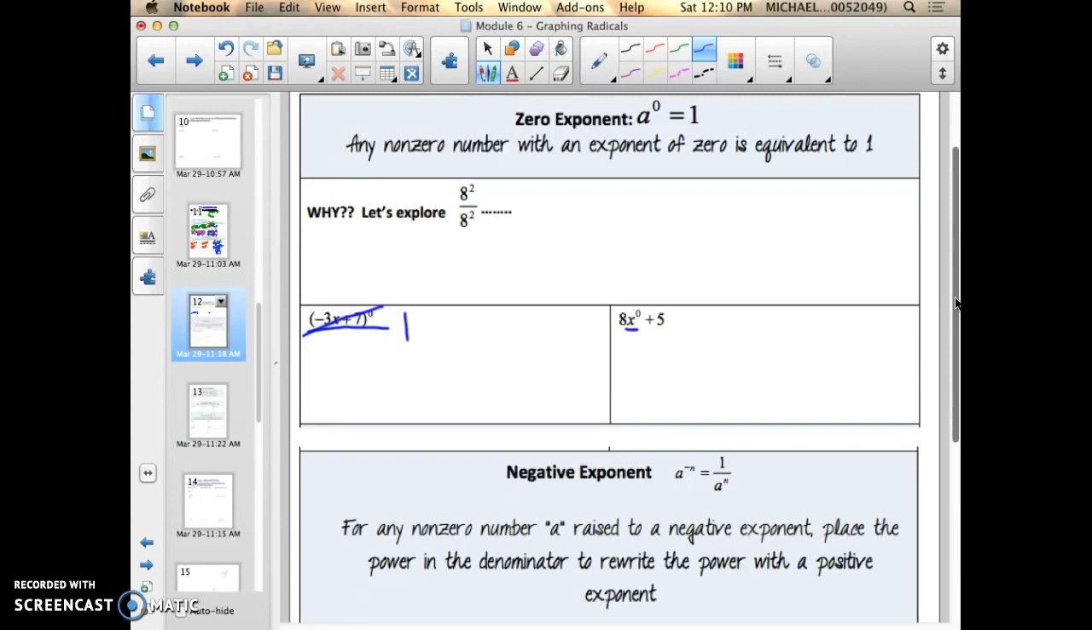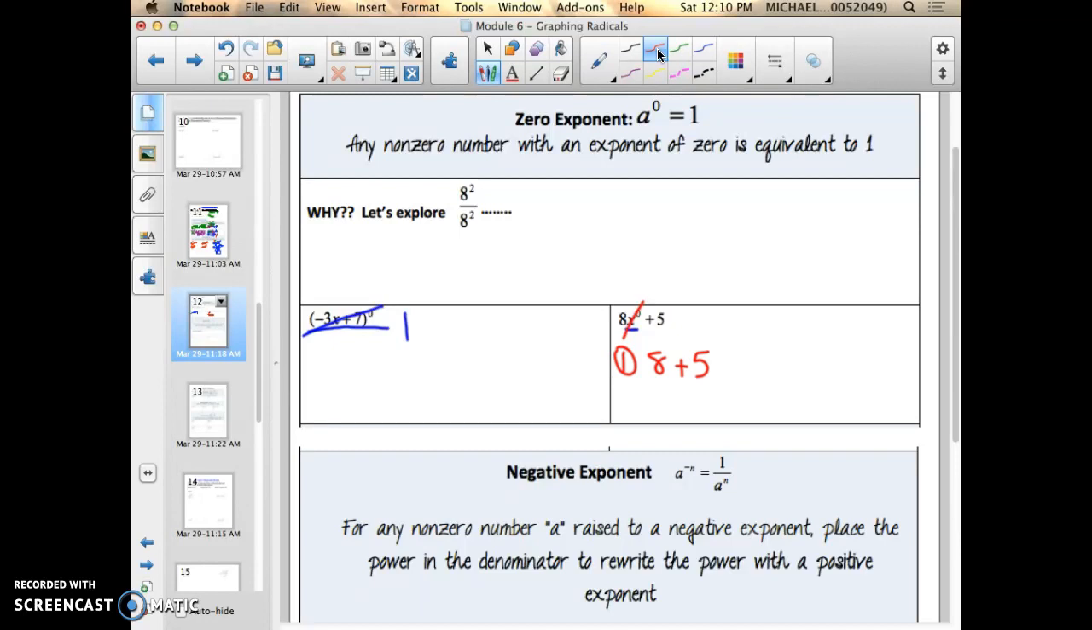At this point you should have paused the video, and I'm going to show you the steps I would take. Instantly, if I see a variable or a number raised to 0, I'm going to cross it out and consider it to be 1. 1 times anything is itself, so I don't have to put 1, I just know that it now becomes 1. So I'm left with 8 plus 5.